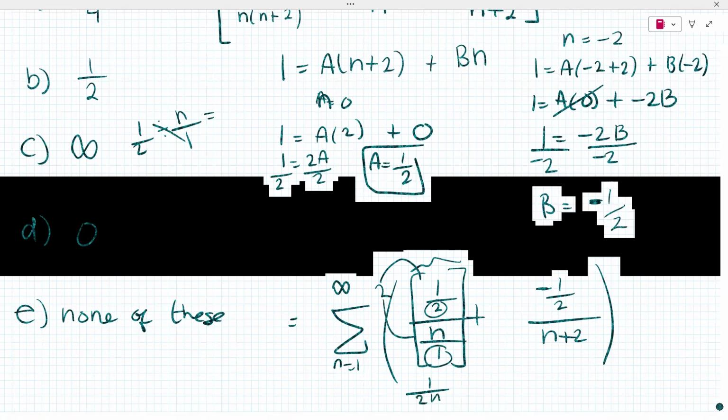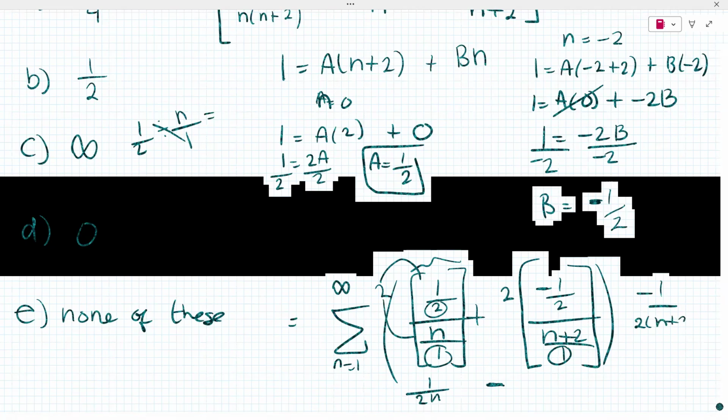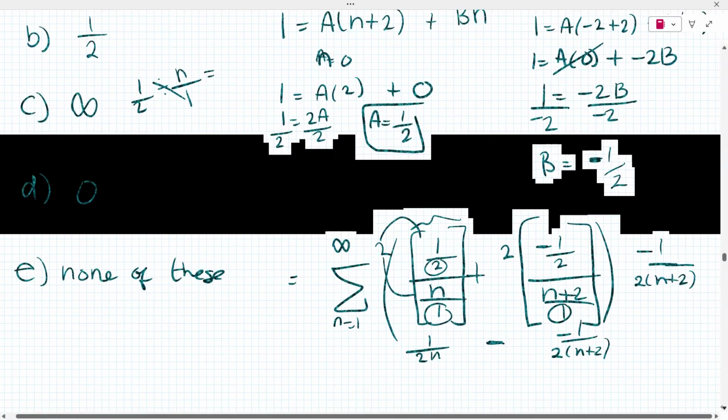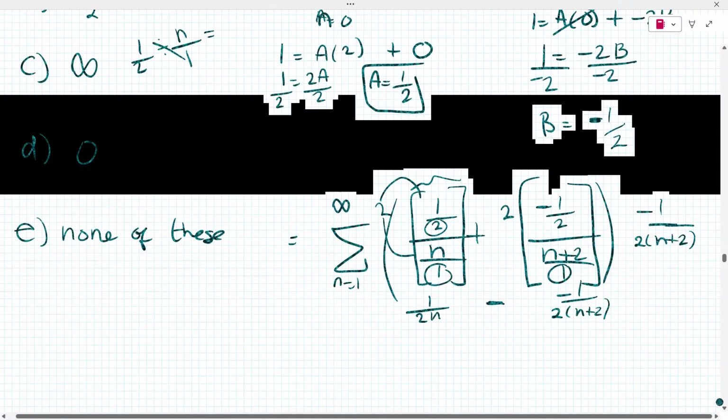And I just factor out the two later, and then minus two. So this is two times negative one half, which is negative two times n plus two. That's two times n plus two. So you have negative one half times two times n plus two, and I think you could factor out that one half.